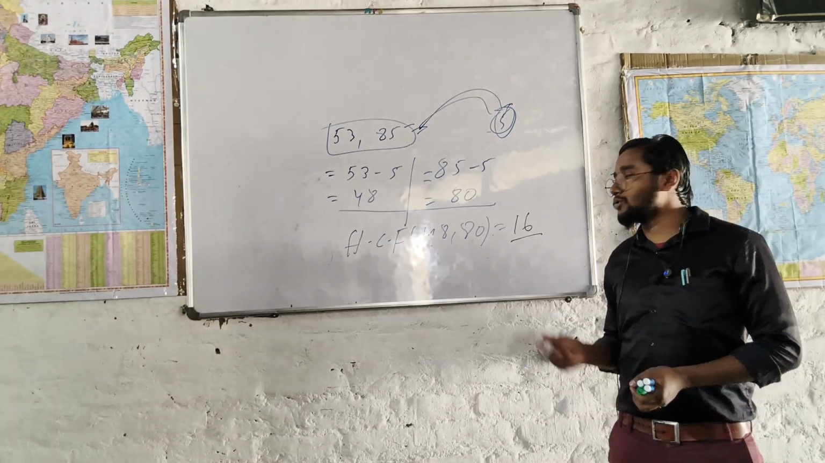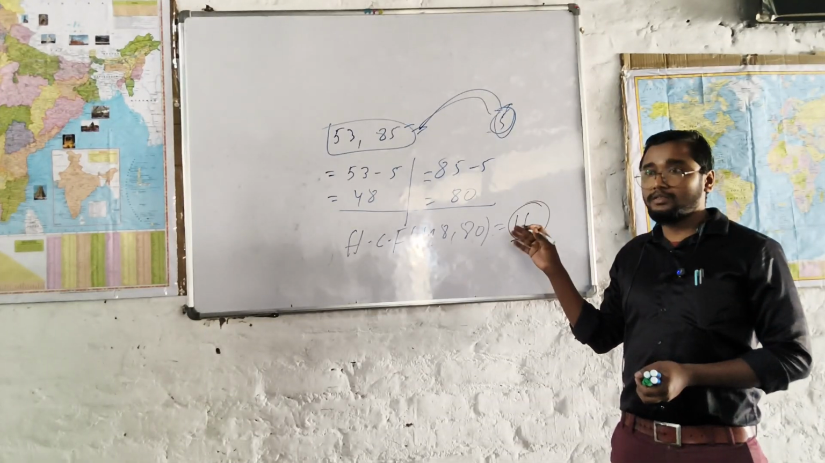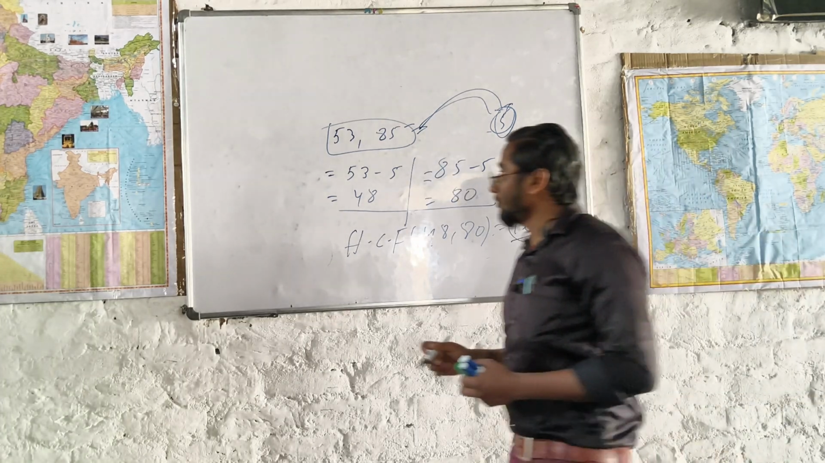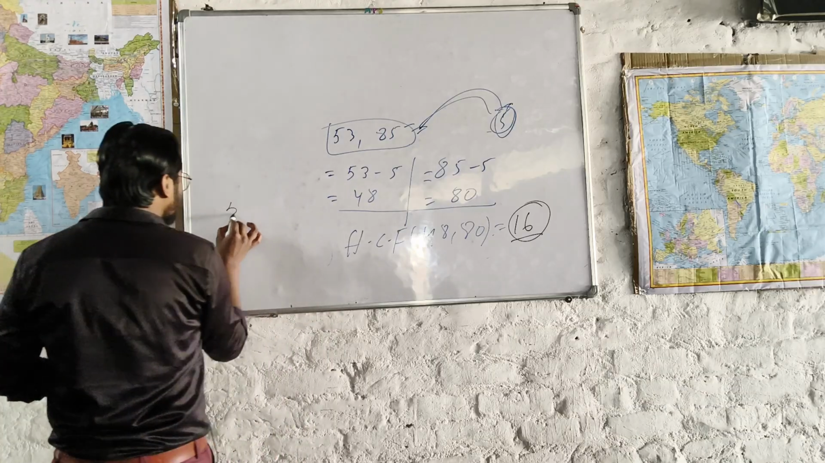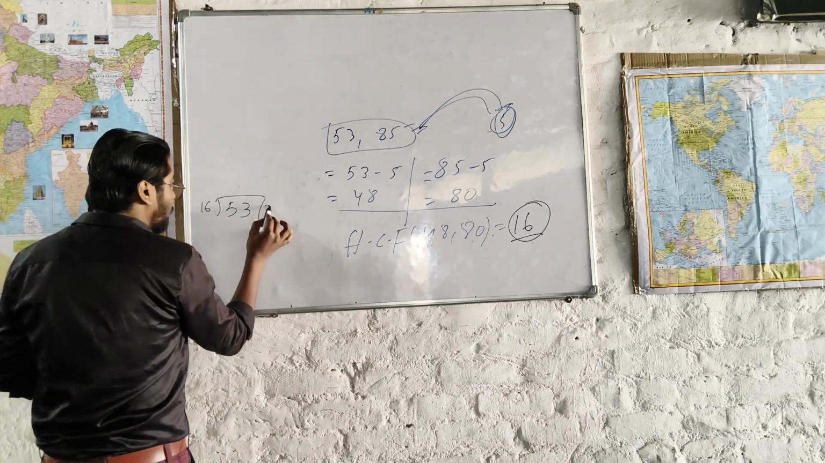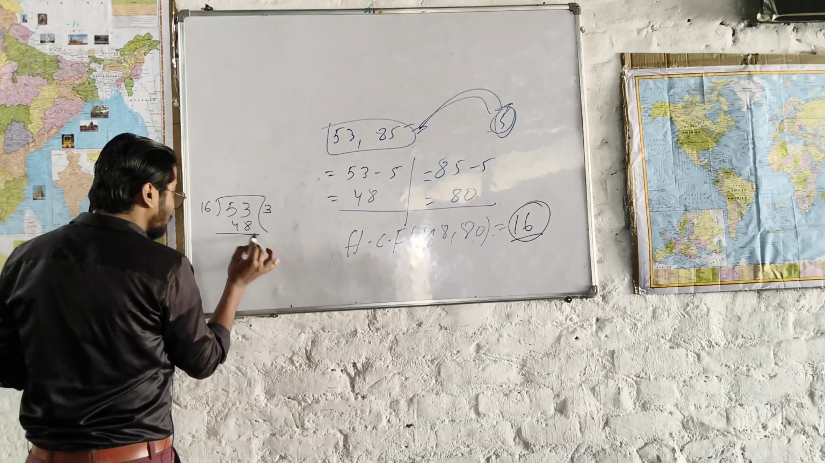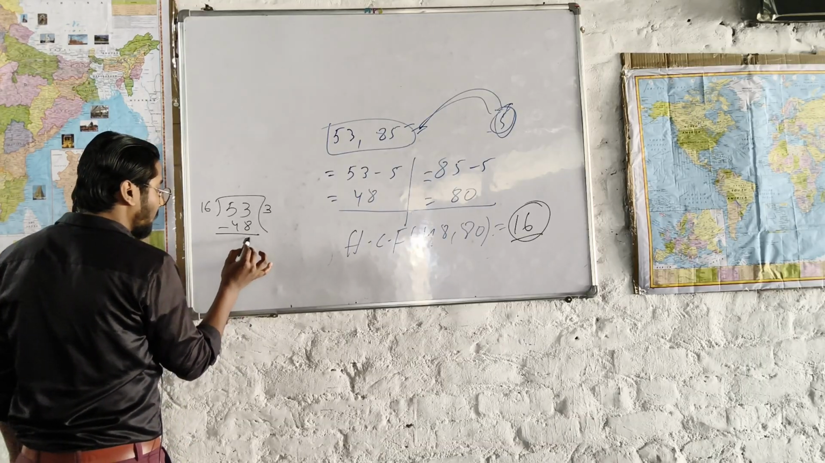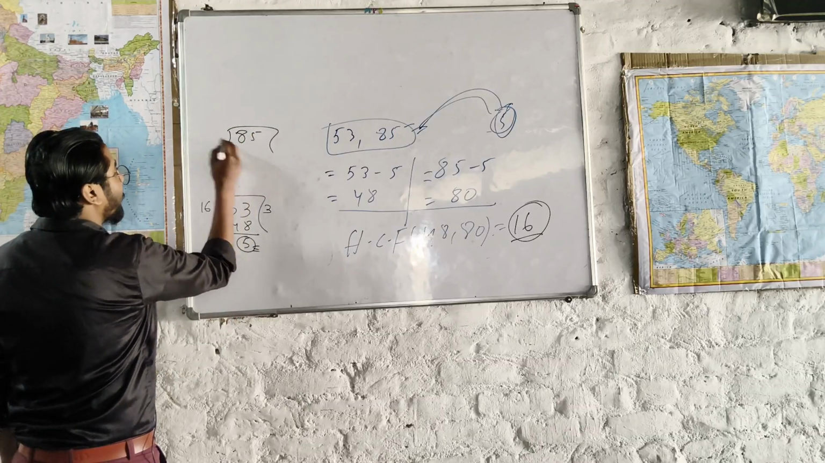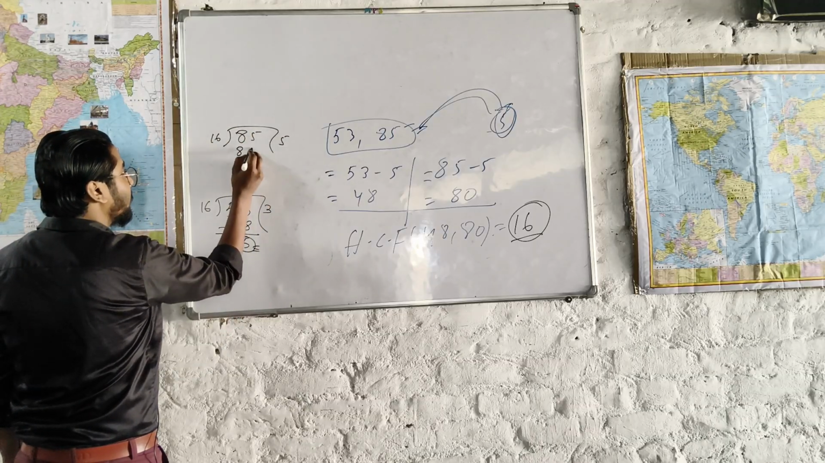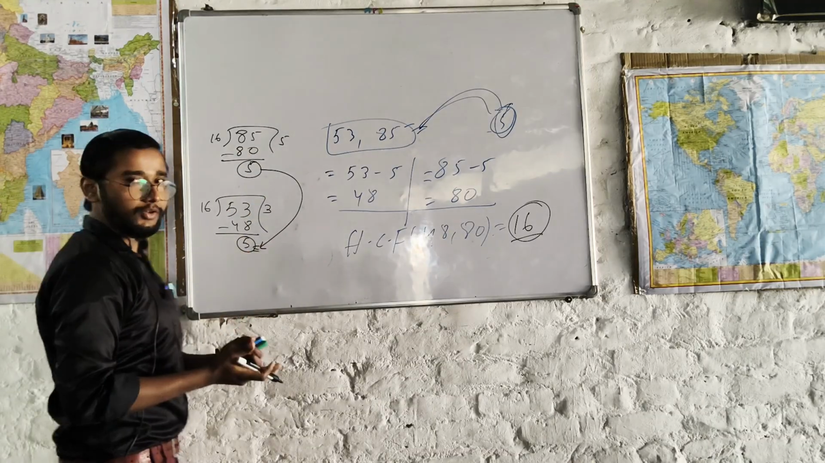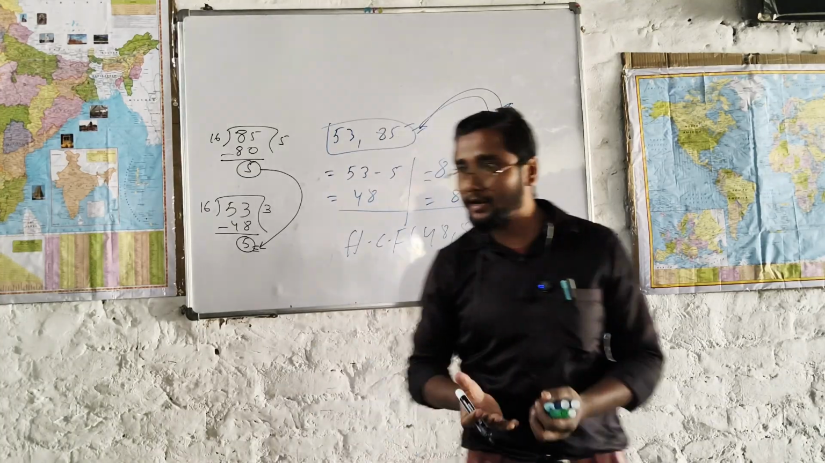Now what I'm telling you, 16 is the greatest number that will divide 53 and 85, giving the remainder 5. Understand here, everybody? You'll say, sir, I want to check here. 16 times 3 is 48. You'll get 5. And 85: 16 times 5, what will you get, guys? 80. You'll get remainder 5 in both.